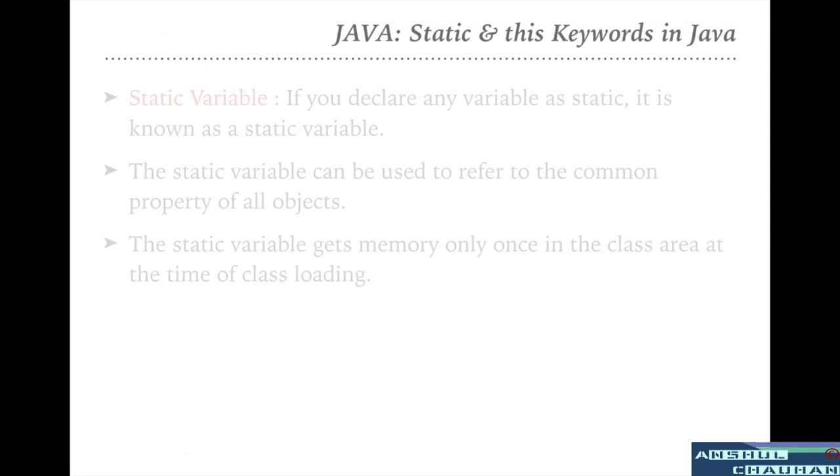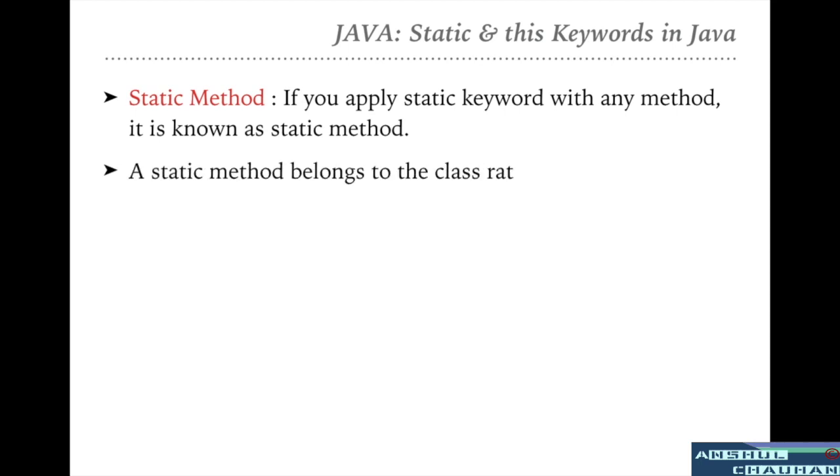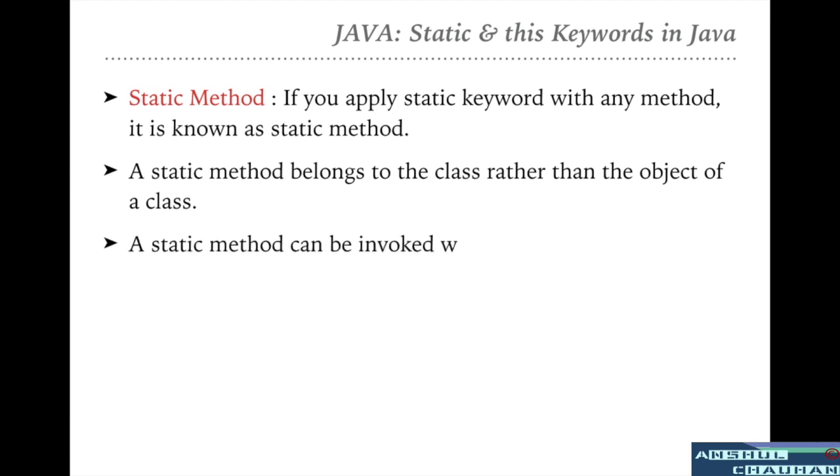So we have discussed these things. Now we will discuss the static method. If you apply the static keyword with any method, that is known as a static method, right? A static method belongs to the class rather than its object, and a static method can be invoked without the need of creating an instance of the class. So all these properties we have seen with the static variable. Just a single difference between the variable and method: you need to put the static keyword before the return type of your method. Rest all of the properties will be the same, right?